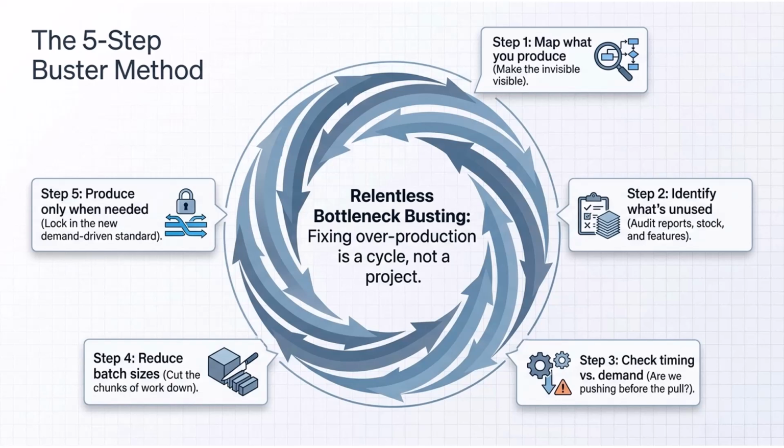So what we would try and do is implement a 5-step process very quickly. We map out what you produce so that we make it very visible. We'll identify what's unused, so any audit reports, any stock, anywhere there's inventory, we identify it within that map. We'll understand how long things take and what the timing is versus what's actually being demanded. We'll attempt to reduce the batch sizes, or chop up the work, to make sure that it flows in a much more efficient way. And then we'll get to a stage where we're only producing what's needed for the next step of the process and trying to, as much as possible, reduce anything being done too soon.